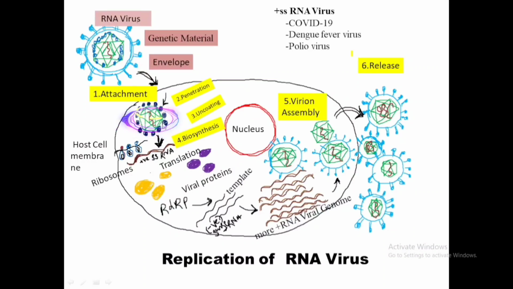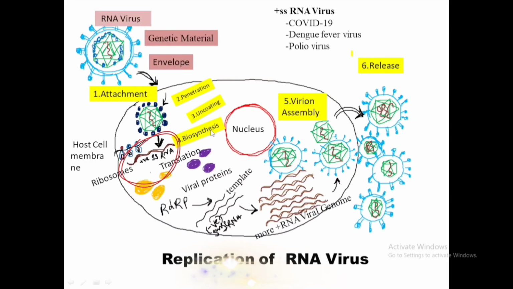After penetration, the third step is uncoating. What does uncoating mean? It is the physical separation of the capsid from the nucleic acid. The capsid separates with the help of host cell lysosomal enzymes, or we can say proteolytic enzymes. Host cell proteolytic enzymes degrade the protein coat and finally the genetic material is released into the cytoplasm. The genetic material is nothing but positive sense single stranded RNA.